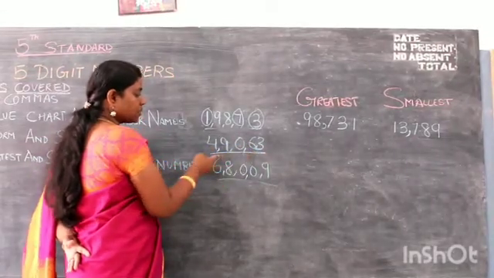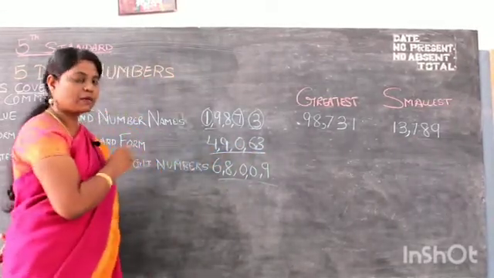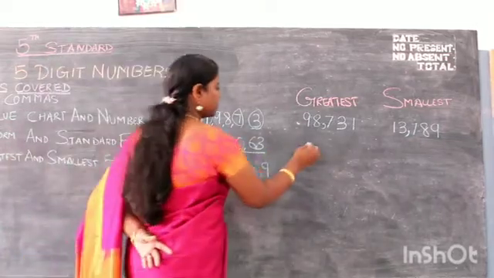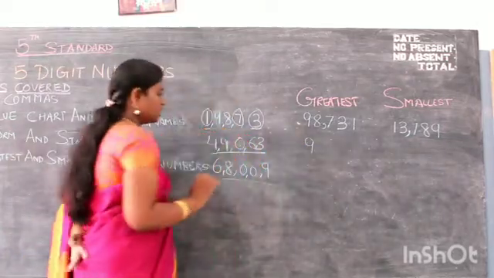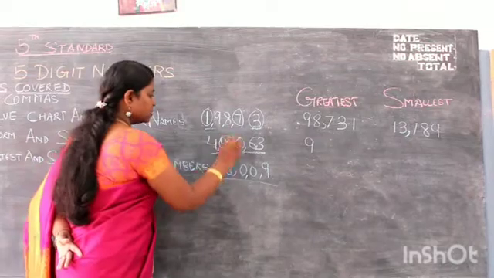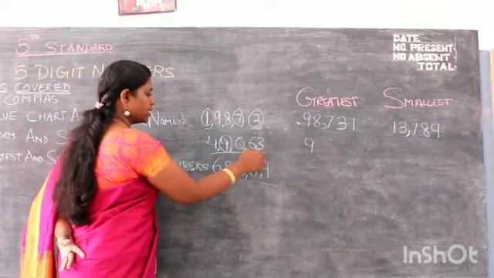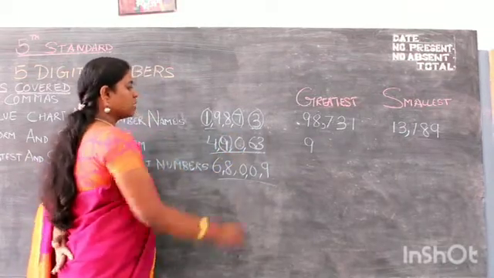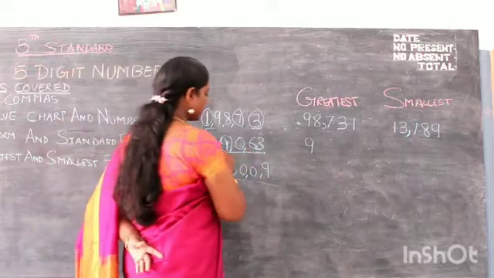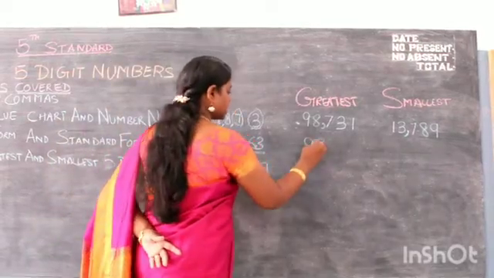49063, in these numbers, which one is the biggest number? Yes, of course, 9. So we're going to write 9. Now 9 is done. You have 4, 0, 6 and 3. Which one is the biggest number now? Now 6 is the biggest number after 9. So you're going to write 6.